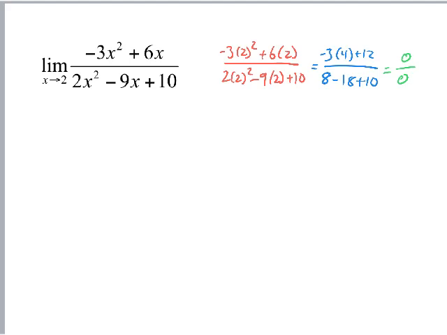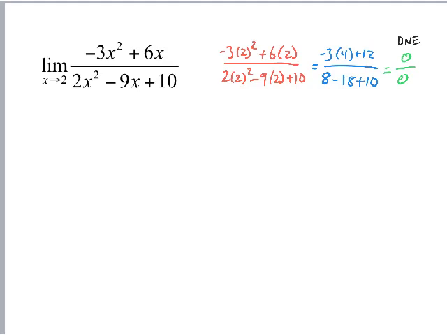0 over 0 is called undefined. This does not exist. So since I plugged in 2 and it does not exist, this method doesn't work. Okay, so the limit is not just plug in the answer, get the answer. I have to now use an approach to try to find the limit.